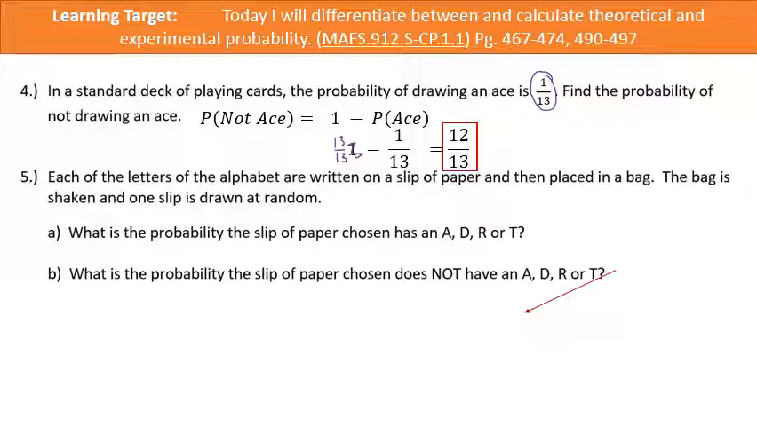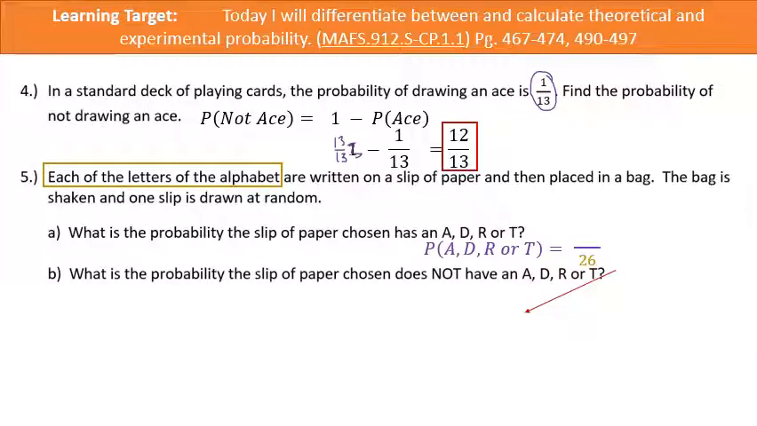All right, look at 5. 2 parts to this, A and B. Each of the letters of the alphabet is written on a slip of paper and placed in a bag. The bag is shaken and 1 slip is drawn at random. What is the probability the slip of paper chosen has an A, D, R, or T? Okay, so we're looking for the probability of an A, D, R, or T. It's going to be a fraction. How many letters are in the bag?